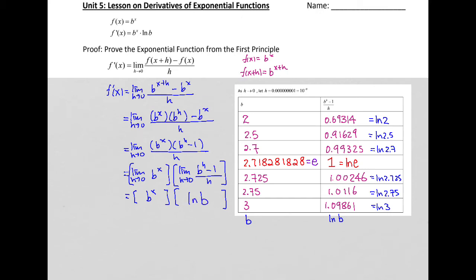So let's do a summary. Given f(x) equals b to the power x, then our differentiation will be b to the power x ln b. However, when your base b becomes e, then I can write f(x) equals e to the power x, then our differentiation will become e to the power x ln e. However, we do know ln e is 1, so we can simplify this to e to the power x times 1, which is e to the power x.